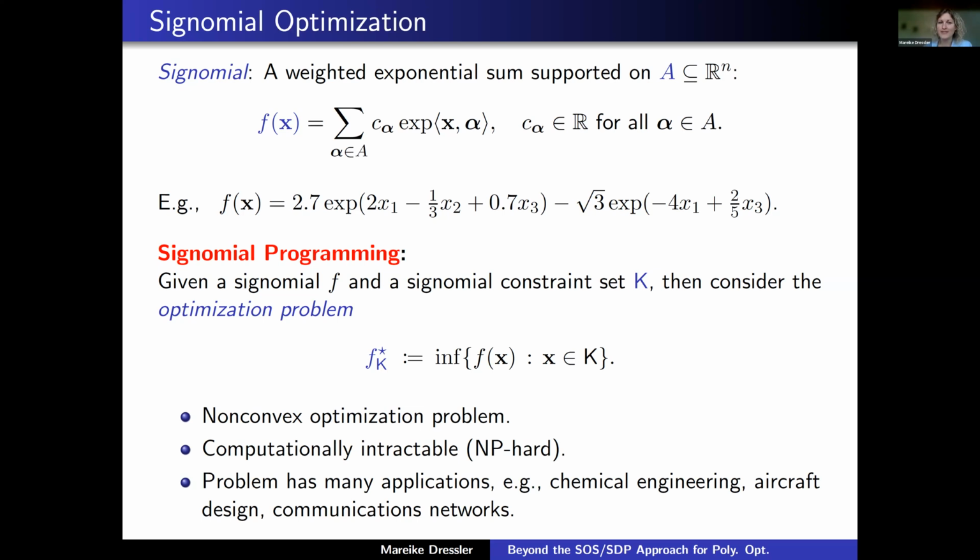It's still a non-convex optimization problem, computationally intractable. As with polynomial optimization, we can model a larger class of applications with zygnomial programs. Specifically, it is very popular nowadays in aircraft design, because we really need this allowance of real exponents in these cases, and also for chemical engineering, as we will see shortly.